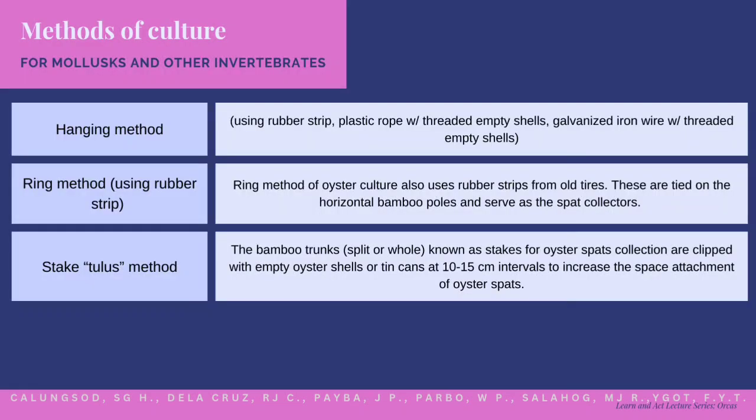Let's start with the hanging method, which is quite popular in oyster farming. This technique uses materials like rubber strips, plastic ropes, or galvanized iron wire with threaded empty shells. The cultures, the object that attracts oyster larvae, are spaced 10 to 15 centimeters apart on these materials. These cultures are then hung horizontally on bamboo poles, which are tied to bamboo posts arranged in an X design.